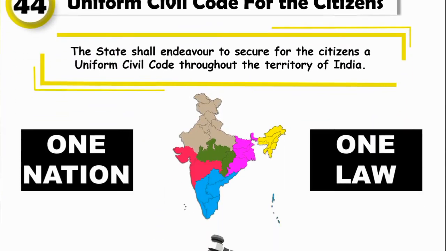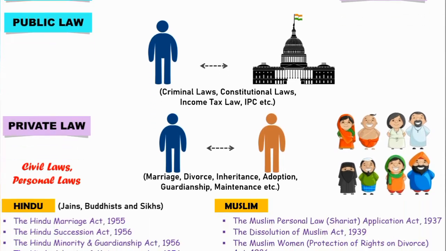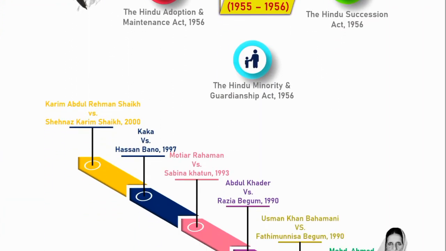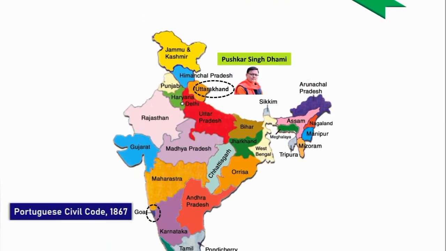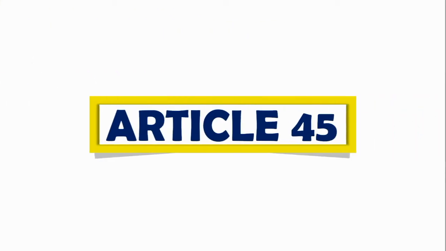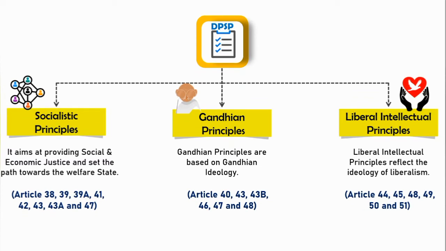In the last video, we discussed Article 44, that is Uniform Civil Code for the Citizens. If you haven't seen that video yet, then the link is given in the description box. In today's video, we will be discussing Article 45. As per the categorization of articles of DPSP, Article 45 comes under liberal intellectual principles.